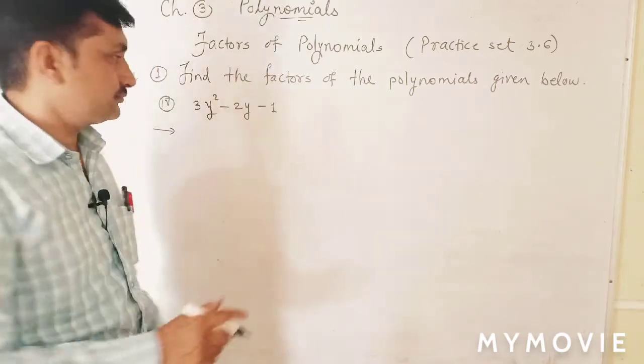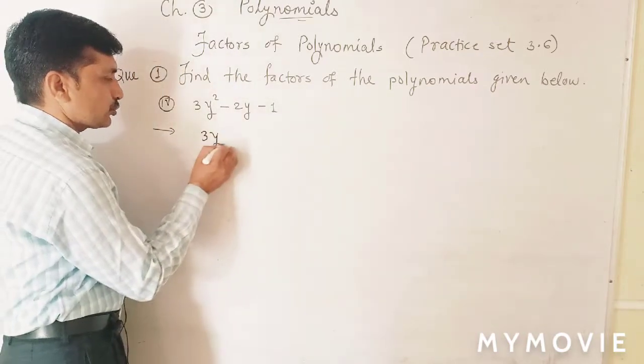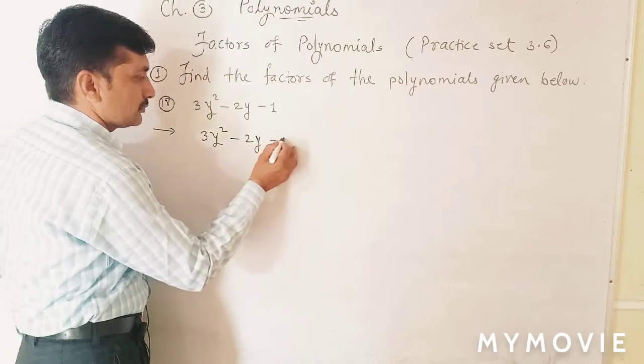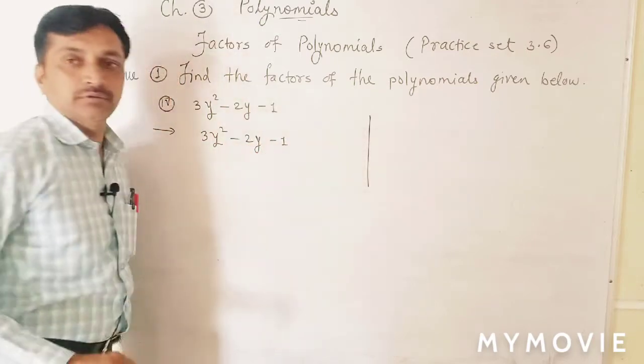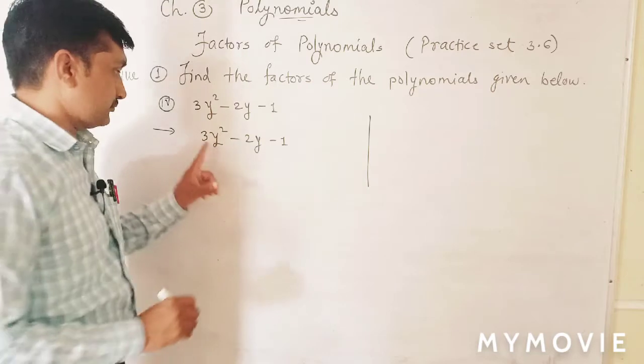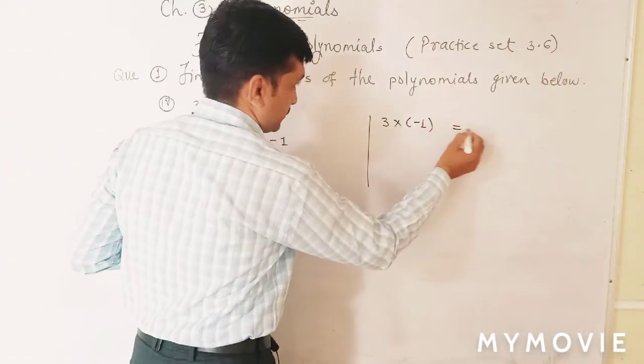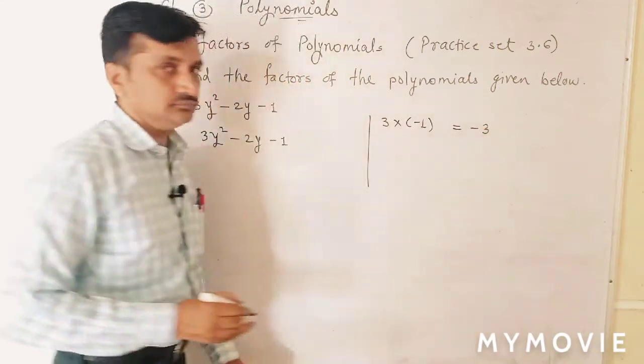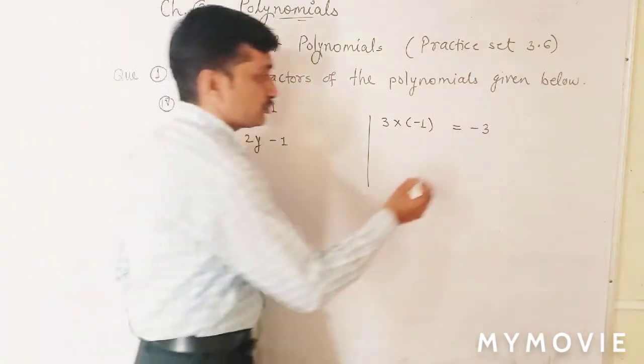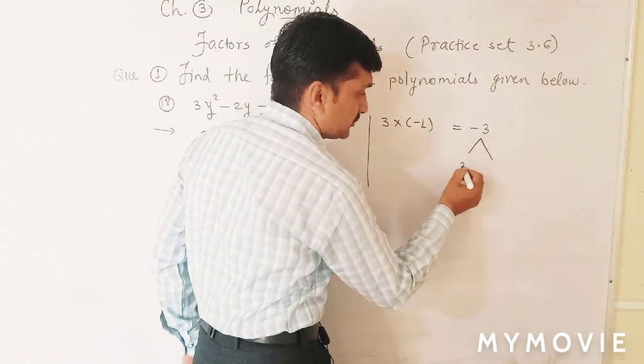Example number 4. 3y squared minus 2y minus 1. Product of first and last. First 3 multiplied by last minus 1. Product is minus 3. Now factors of minus 3: factors of 3 are 3 1s.